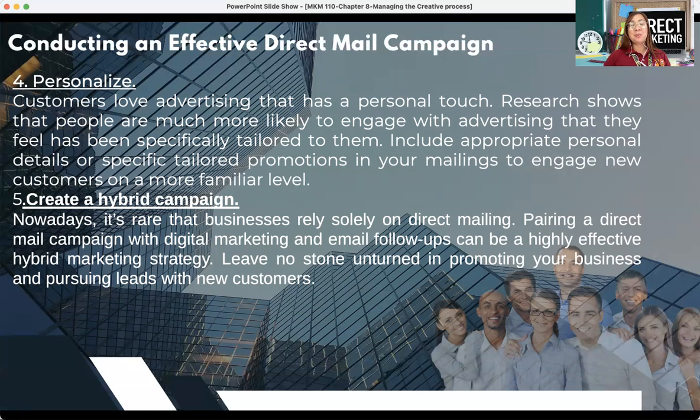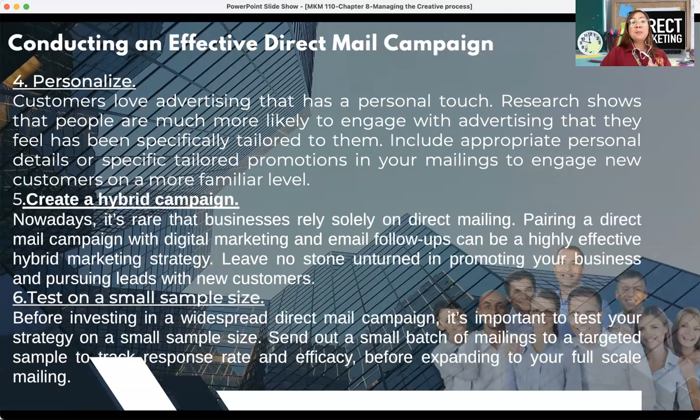Pairing a direct mail campaign with a digital marketing and email follow-ups can be a highly effective hybrid marketing strategy. So in this case, as we already discussed as well, we can combine both, which is a traditional one, a direct mail, na nagpapadala tayo ng mails, as well as the email or otherwise yung digital one. And it is more effective in that way. So leave no stone unturned in promoting your business and pursuing leads with new customers.